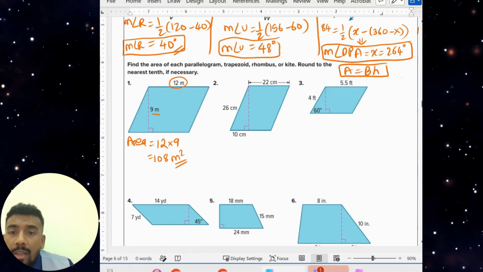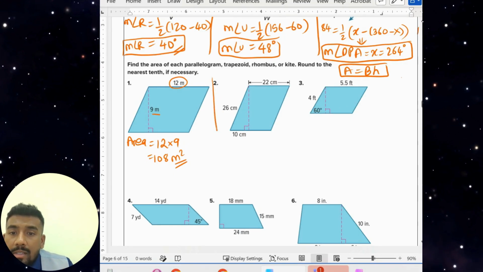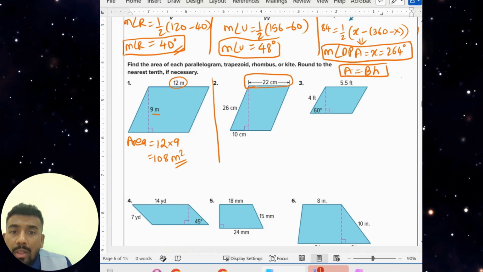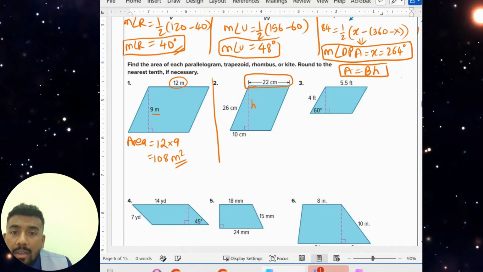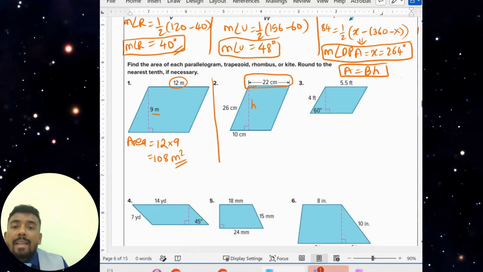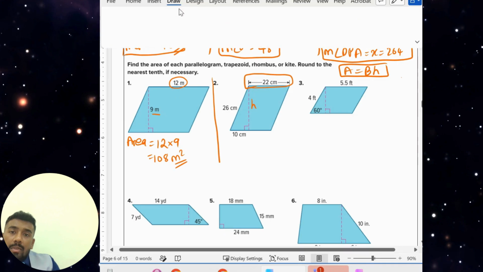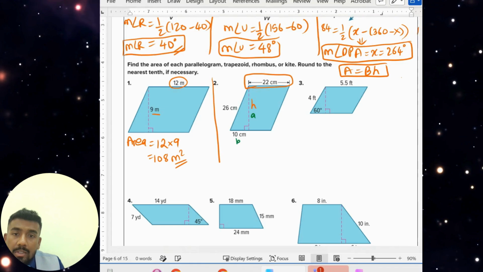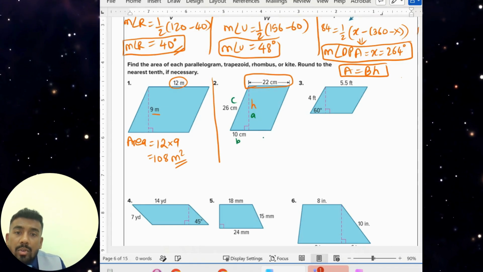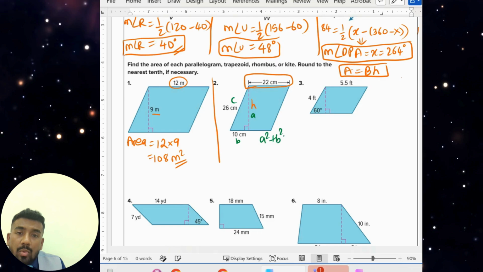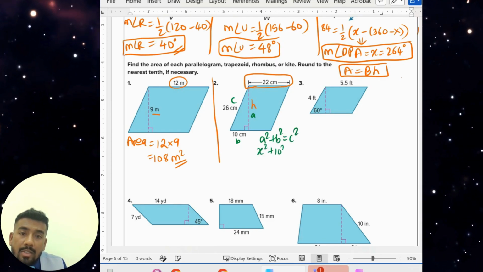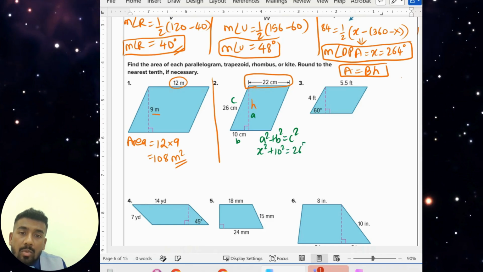Here, same way. To find this, you know the base, that's 22, but you don't know the height. Whenever you see a 90, what do you need to remember? Which rule? A, B, C. So that's your A, that's your B, that's your C. So do the rule A square plus B square equals C square. Now what is A? Your X square. What is B? That's 10 square. And what is C? 26 square.